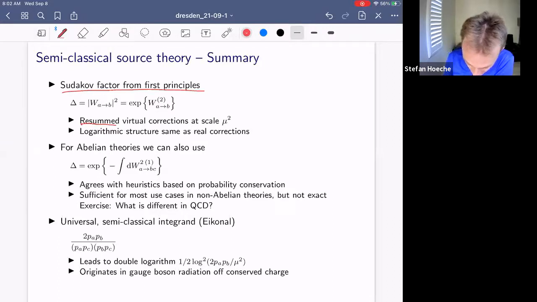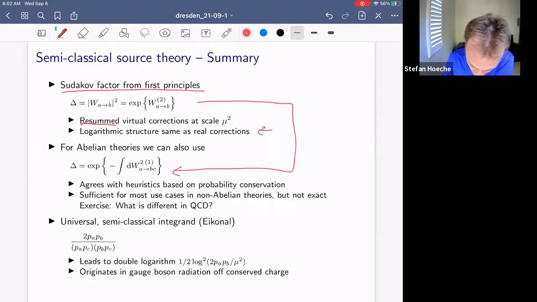However, the logarithmic structure, as we have just seen, is exactly the same as for the real corrections. So if the theory is simple, let's say an abelian theory, we can also just replace this by the real corrections. By just taking the real corrections, as we saw, they just have the opposite sign, and just inserting the sign. And this is why the picture in the very beginning of the lecture is not as heuristic as it might at first have seemed. For abelian theories, it's actually exact.